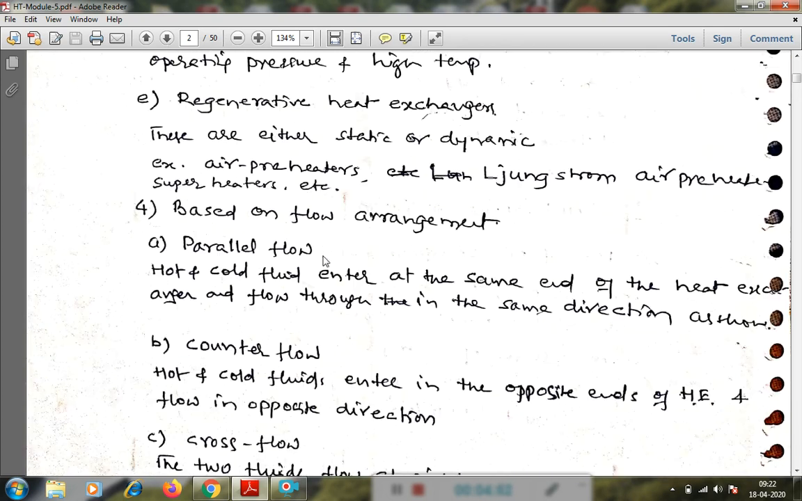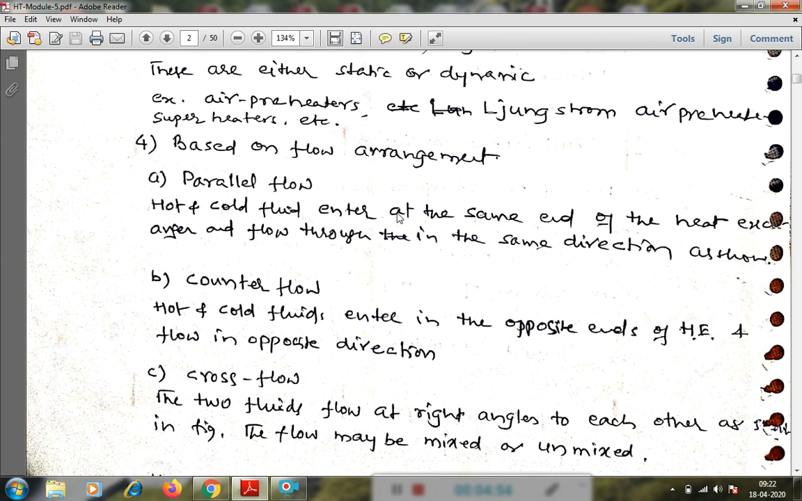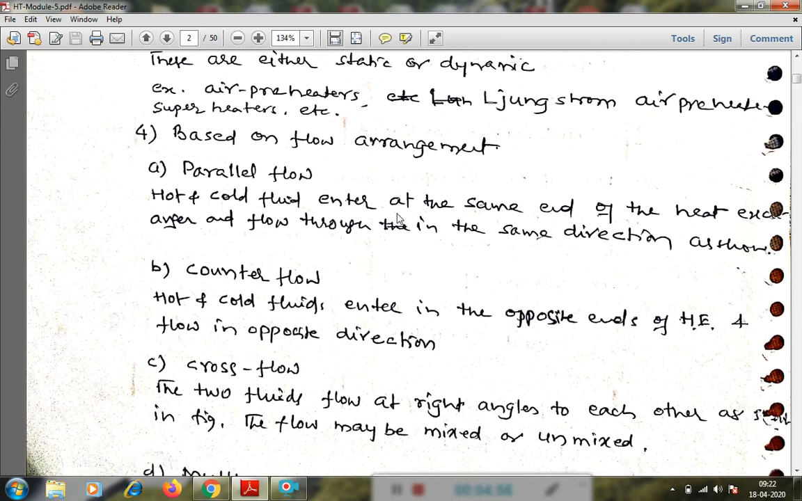And based on the flow arrangement, there are four types of heat exchanger. Four types of heat exchanger.